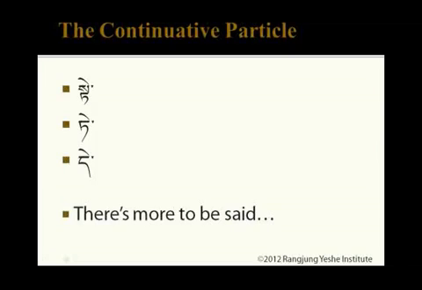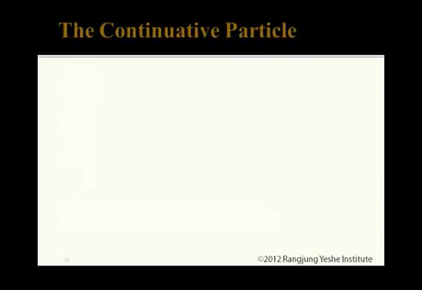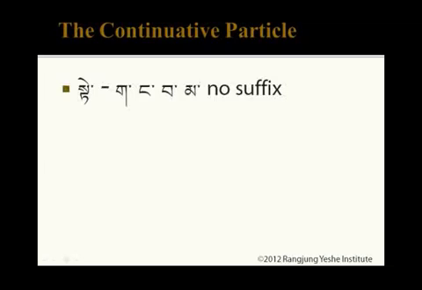The spelling rules for these particles are as follows. After the suffix letters ga, nga, ba, or ma, or if there's no suffix, ta dengbu te is used. After na, ra, la, or sa, ta dengbu te is used. And after da, dengbu te is used.